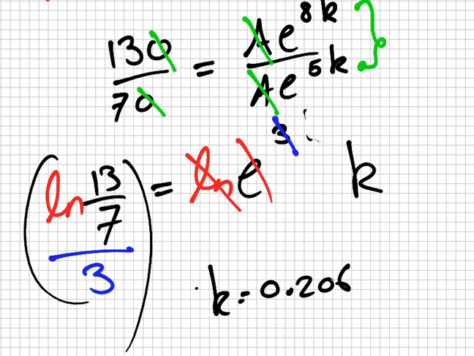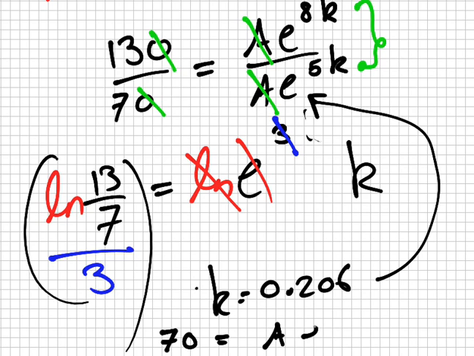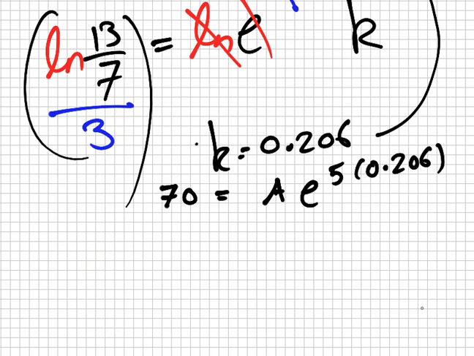Now we still have to find A. So what I'll do is I'll put this back into, I don't know, the second equation. So I get 70 equals A e to the 5 times 0.206. So I can get the A here. The A is 70 over e to the power 5 times that number. So here I'll get A equals 24.9.